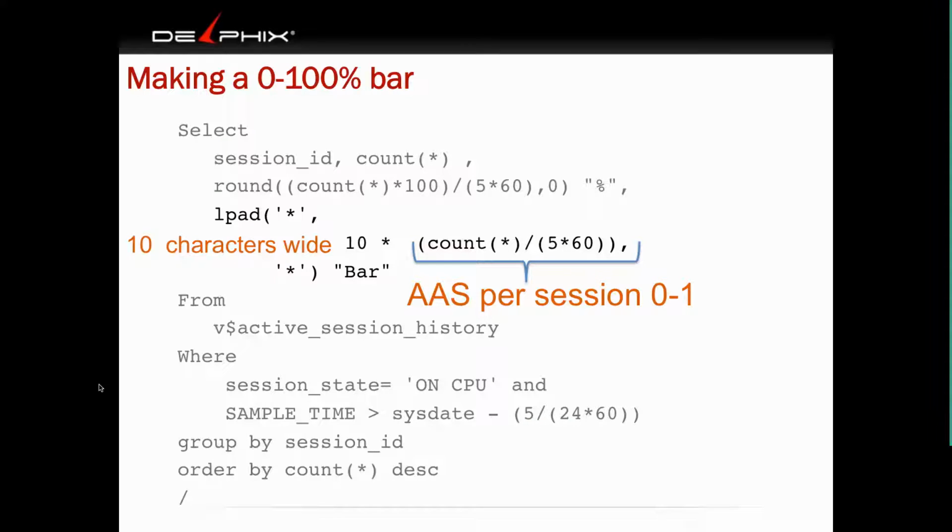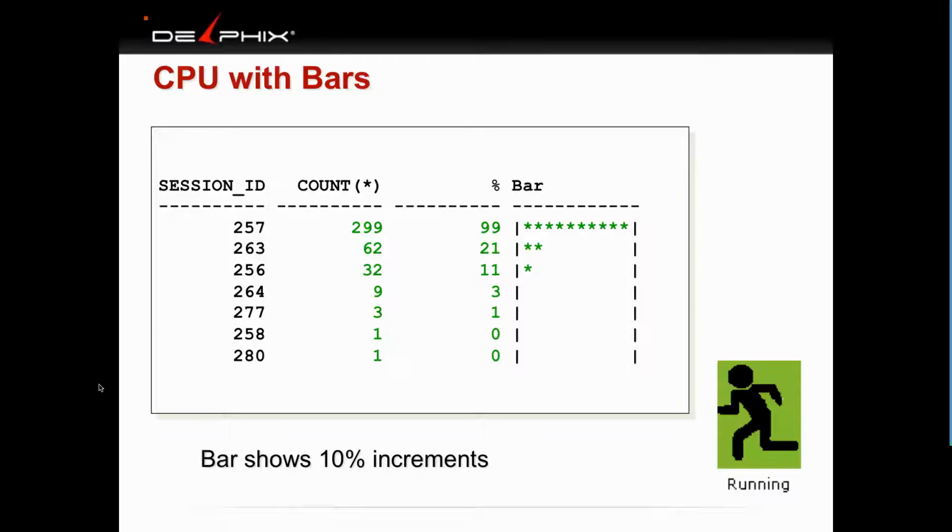I like graphics, so you can visually lead me to where I want to look. I basically just add a little bar. So the 10 is going to be the maximum characters wide, because AAS per session goes 0 to 1. Run the same query, and I get a bar. I see immediately visually somebody's spending a lot of time on CPU.